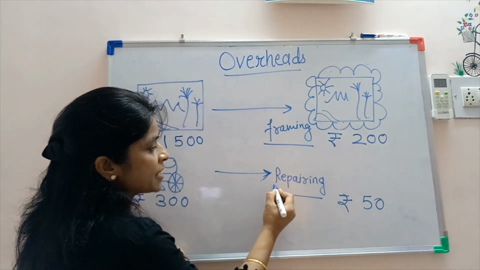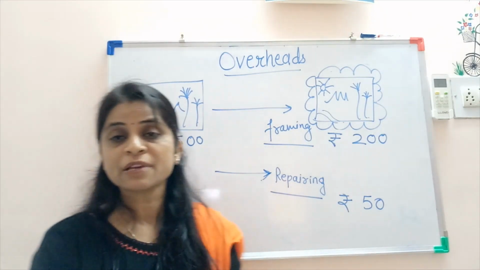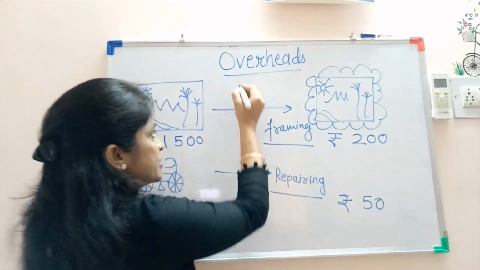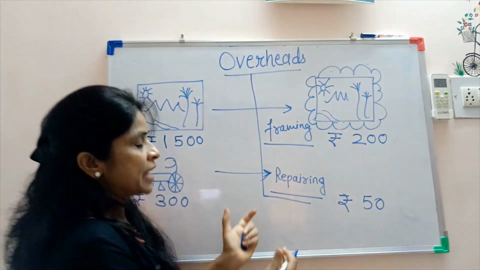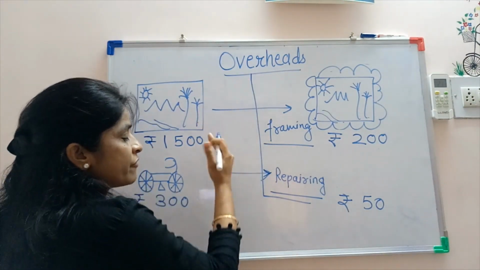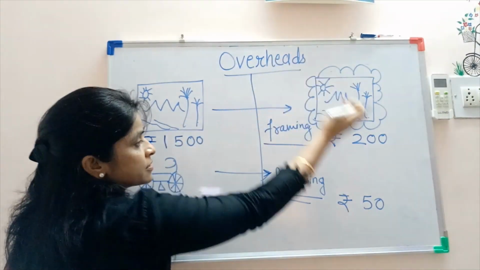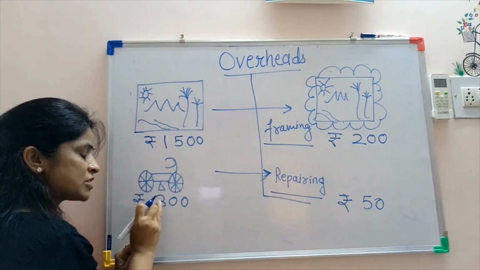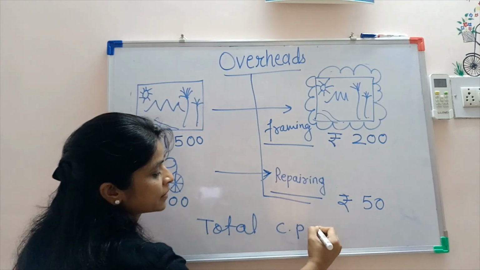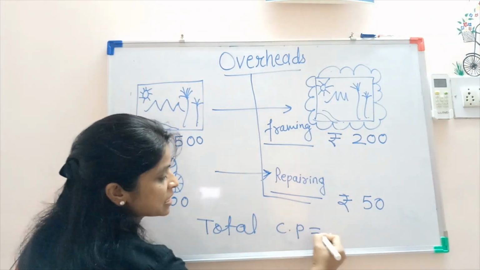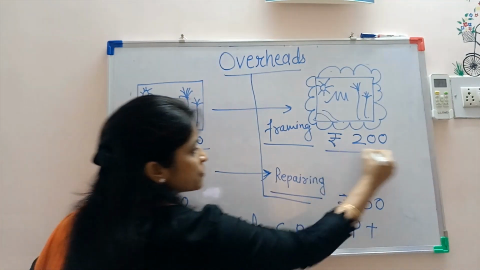This framing and repairing is nothing but the additional expenses. These additional expenses are called overheads. That means overheads are always added in the cost price to get the total cost price. That means total cost price is nothing but the cost price plus overheads.